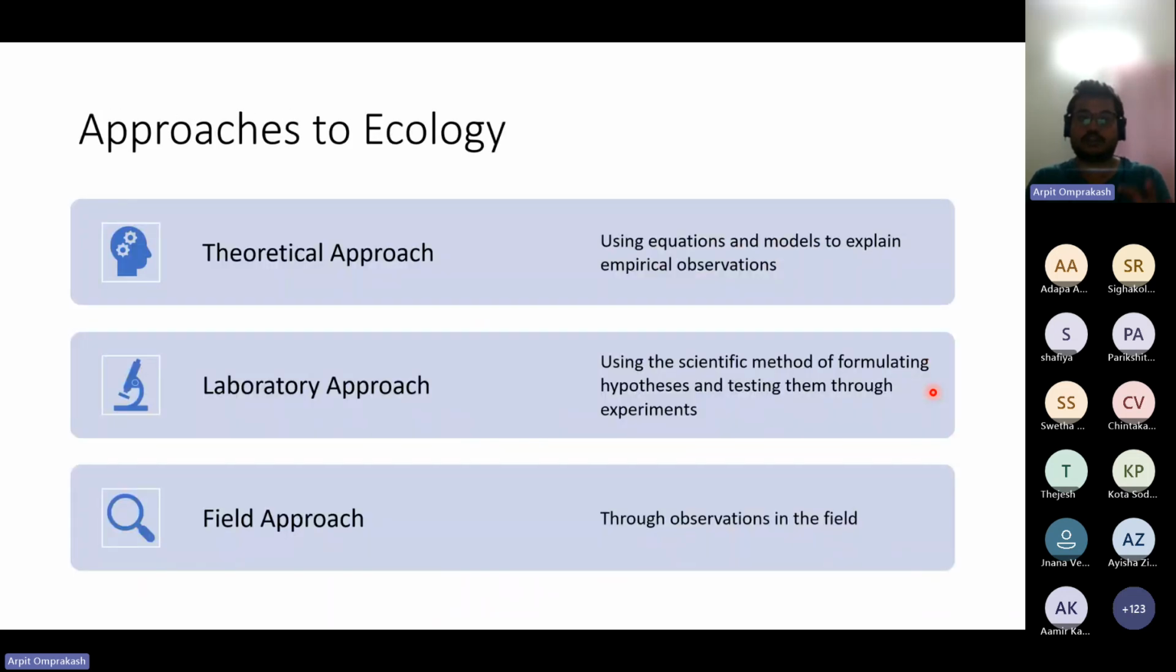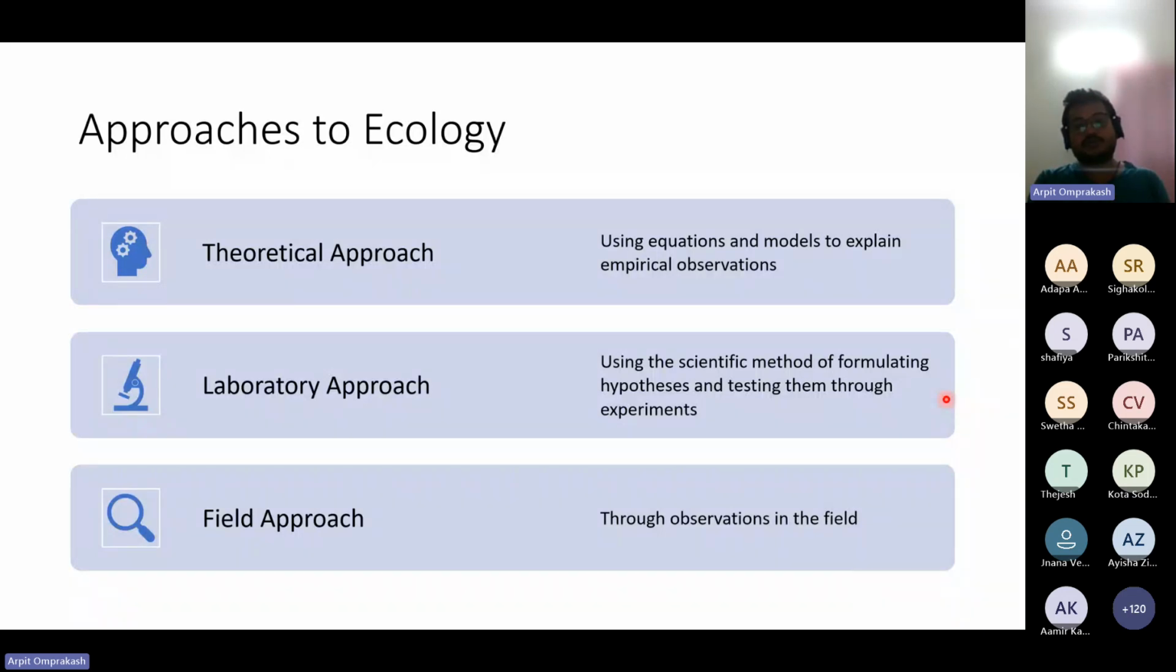So there are three basic approaches to ecology and how we deal with these ecological questions or subjects. The first is a theoretical approach, where we are basically using equations and models to explain empirical observations or build frameworks using mathematics, which can be used to conduct experiments or derive information regarding wild animals or species or their behavior and all that.